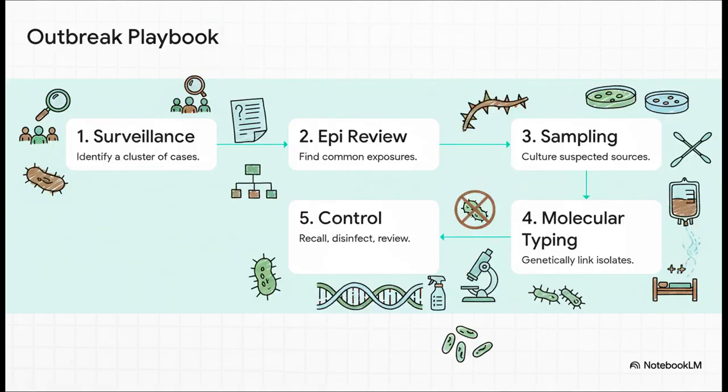When an outbreak does happen, there is a tried-and-true playbook you follow. First, you identify a cluster of cases. Then, the epidemiologists get to work, looking for that common thread, a shared medication, a specific procedure. The next step is to culture those suspected sources. And then, this is crucial, you use molecular typing like pulsed field gel electrophoresis, or PFGE, to prove that the bug from the patient is the exact same strain as the one you found in the environment. Once you have that link, you can implement effective controls and stop the outbreak.